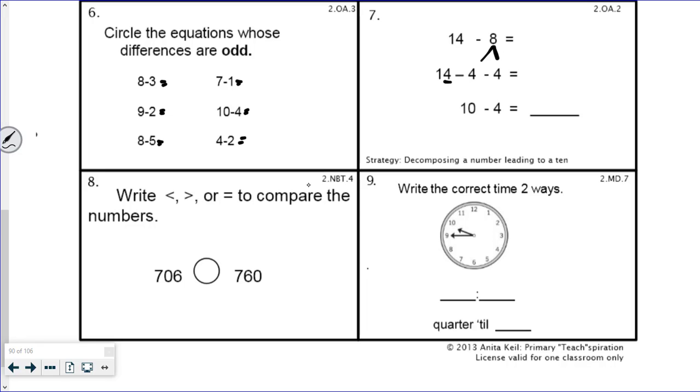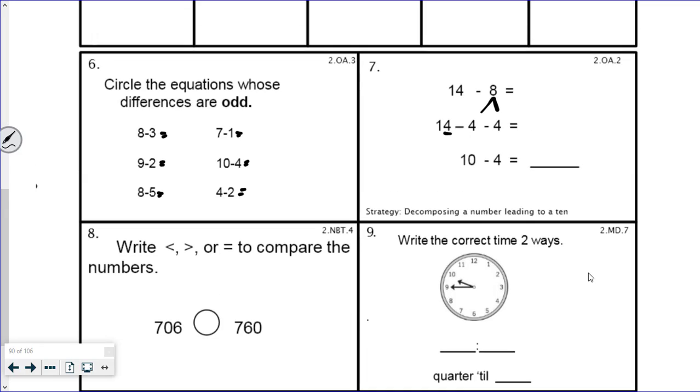Number 8's an easy one. Write less than, greater than, or equal to compare the two numbers, 706, 760. Pause your video, do number 8. Number 9, write the correct time 2 ways. So here's your analog clock. Write the digital time, and then write it with quarter till blank. So it's a quarter till what hour? Pause your video, do number 9, and then we'll start checking from the top.